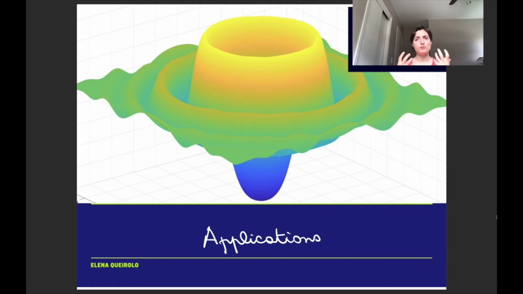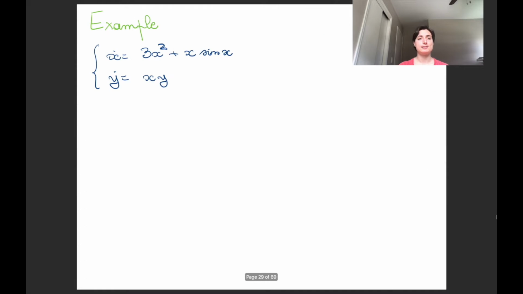So we have seen how strong Lyapunov functions can be to give us information about the asymptotic stability of a critical point. Can we build it in practical cases? Let's look at an example. We have x dot equal 3x squared plus x sine of x, and y dot equals xy.